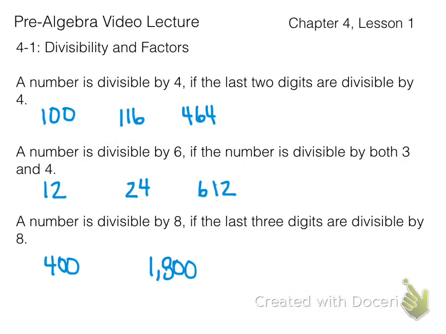Okay, next page. A number is divisible by 4 if the last 2 digits are divisible by 4. So is 0 divisible by 4?